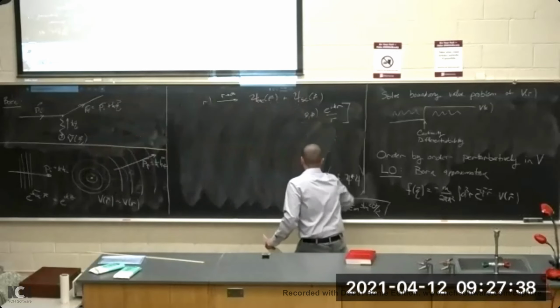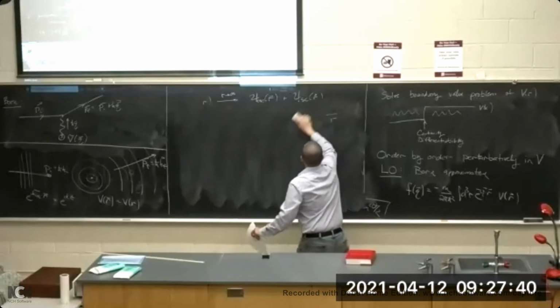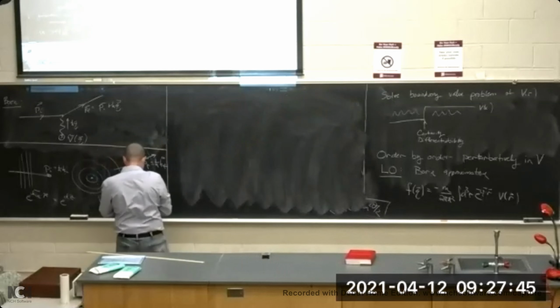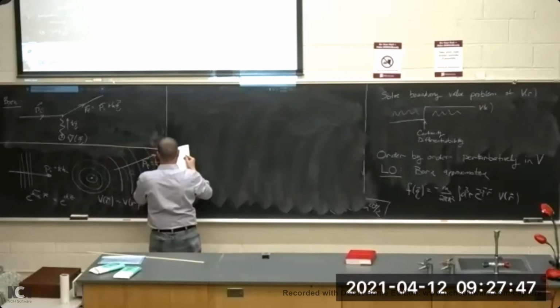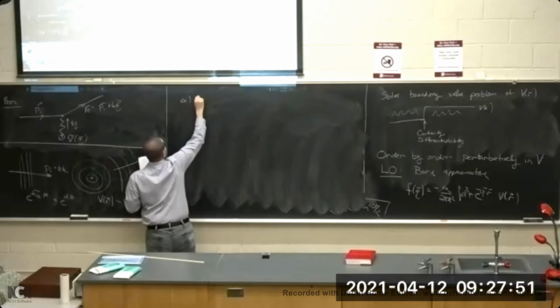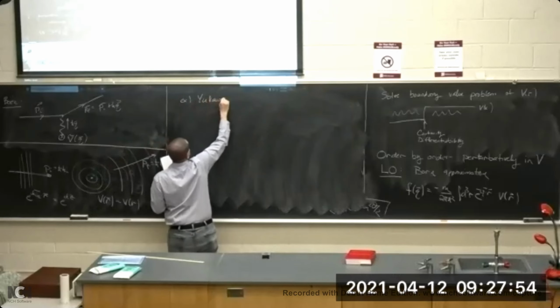So we started discussing that last time, how to go beyond the Born approximation. And the method that we are using to attack this problem is the method of Green's functions. Let me also remind you, we did a particular example last time. We did the Yukawa potential.